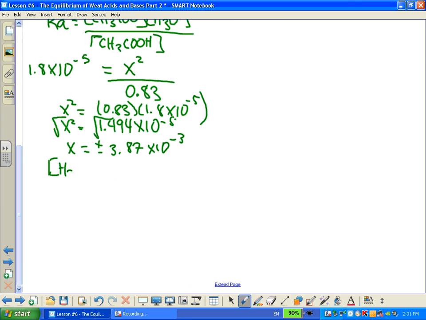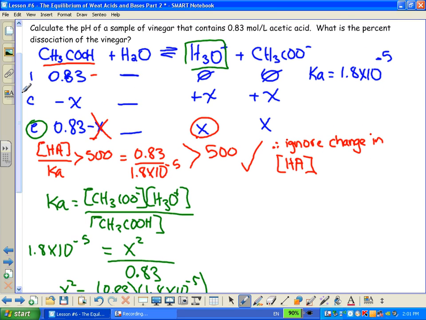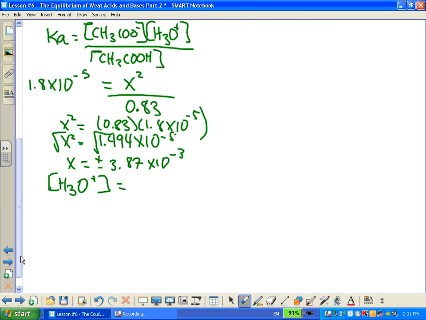So we can write here the concentration of H3O plus is equal to, obviously we can't use the negative value, and in order to understand that, H3O plus started at 0, so you can't take away something that you don't have. So obviously it's the positive value. So H3O plus is equal to 3.87 times 10 to the negative 3.